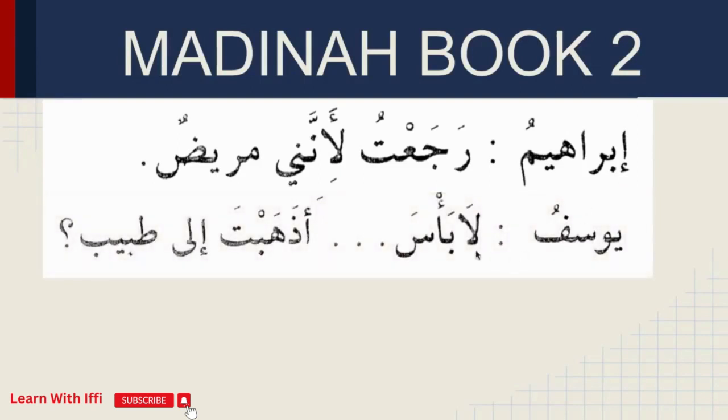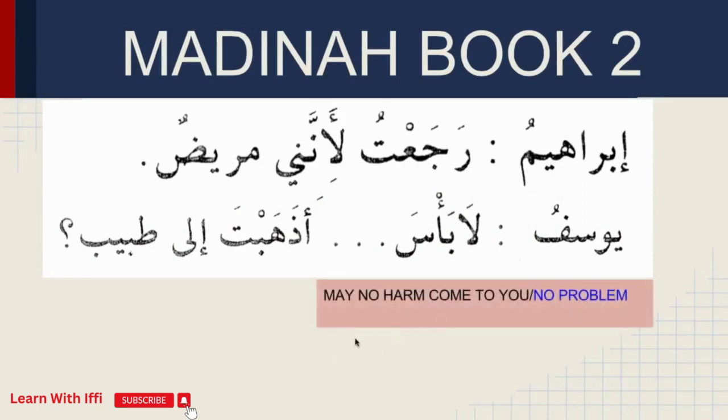So Yusuf is telling la ba'asa. See, la ba'asa. So what is la ba'asa? La ba'asa basically means no problem, or more precisely it means may no harm come to you. We're going to learn about this construction later on in the lessons. It's very beautiful, but just remember to translate la ba'asa as no problem or may no harm come to you.